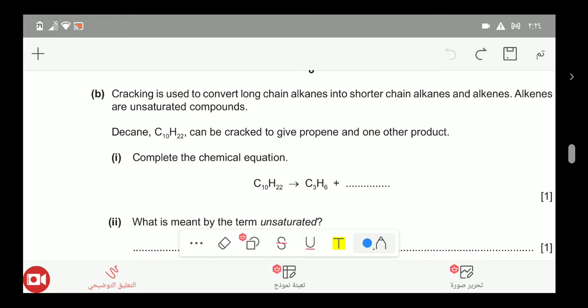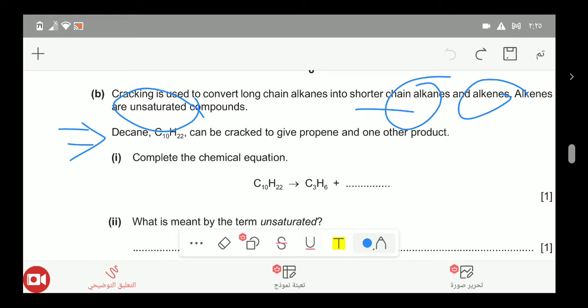Cracking is used to convert long chain alkanes into shorter chain alkanes and alkenes. So cracking of a long chain alkane will give us shorter chain alkanes and alkenes. Alkenes are unsaturated. What is meant by unsaturated? Unsaturated here means compounds or hydrocarbons that contain a double bond.